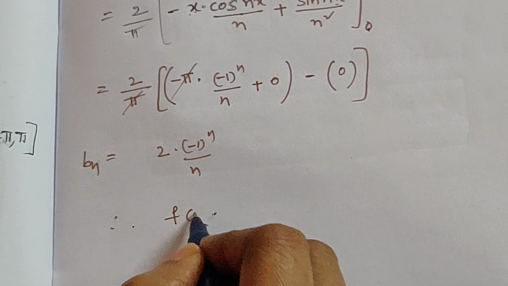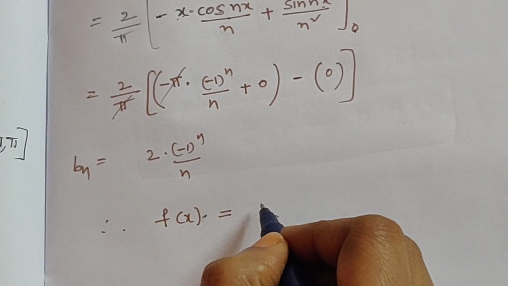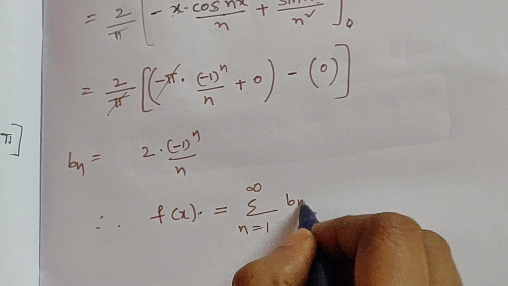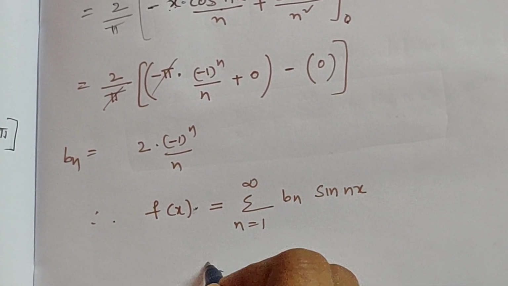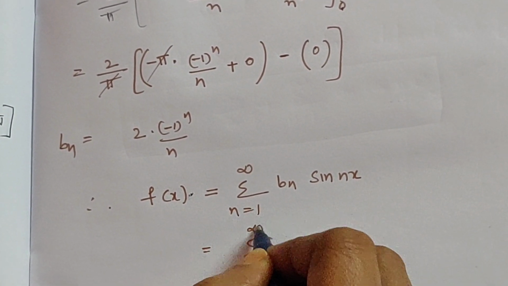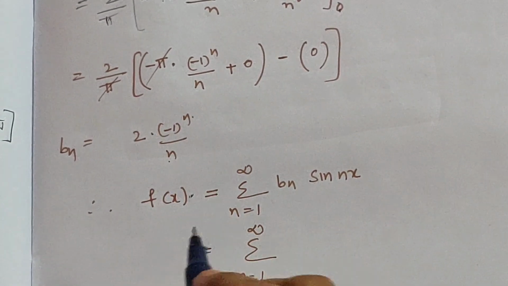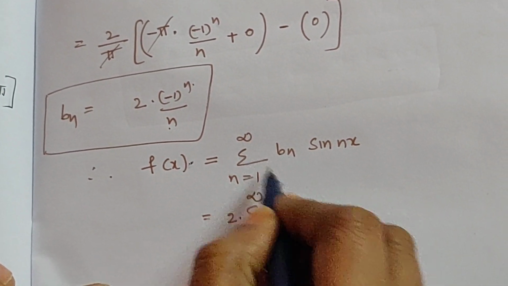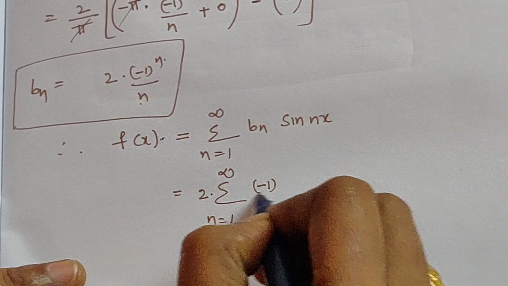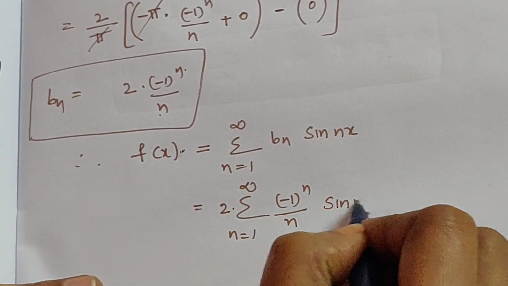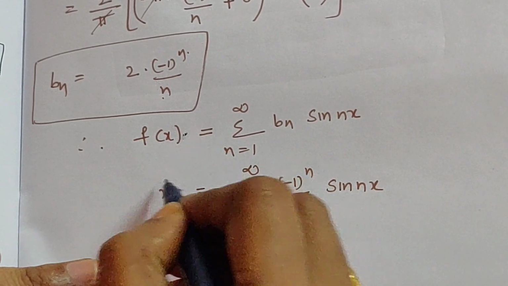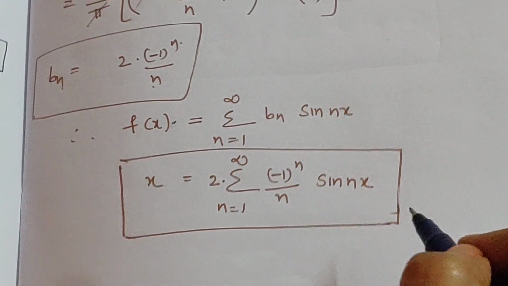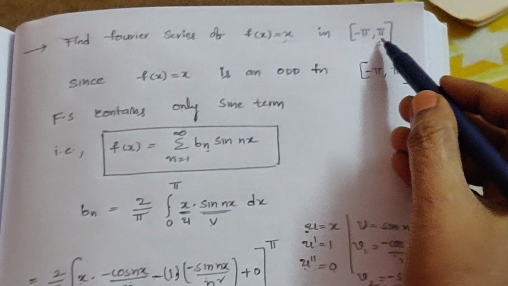Therefore Fourier series of f of x defined in the interval minus pi comma pi is given by sigma n equal to 1 to infinity Bn sin nx. We got Bn Fourier coefficient as 2 into minus 1 whole power n by n. So as 2 is free from n, write it outside of the sigma: minus 1 whole power n by n sin nx. Here f of x they gave x. This is the required Fourier series expansion to the function x in the interval minus pi comma pi.